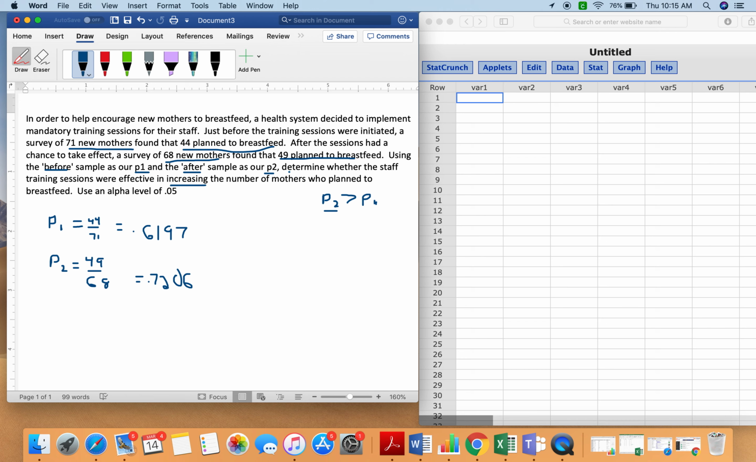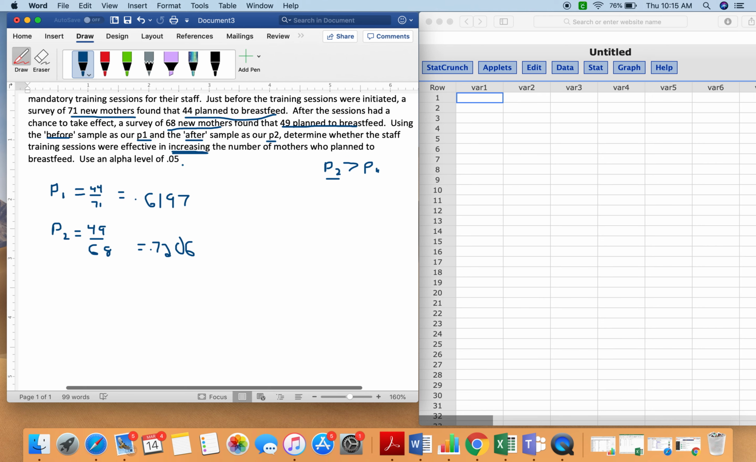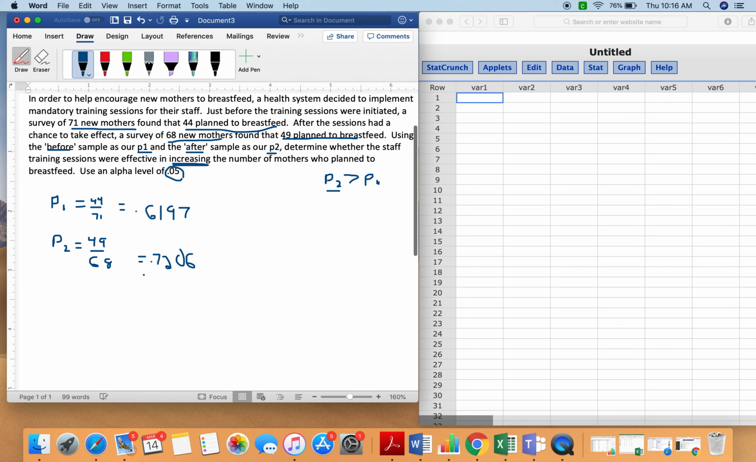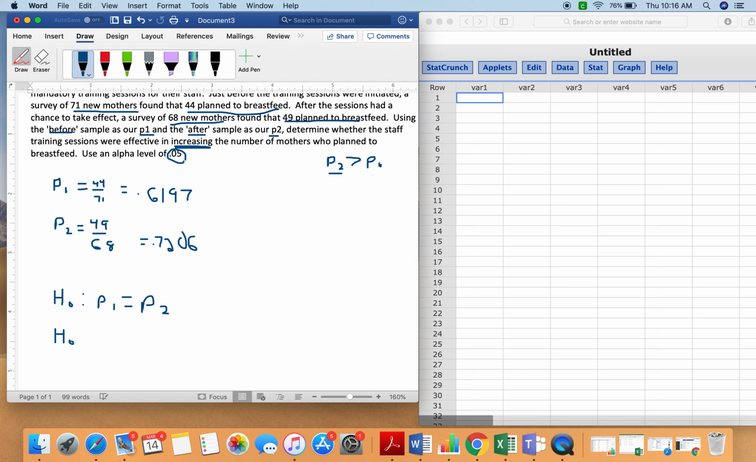Again, we're looking for whether the staff training sessions were effective in increasing the number of mothers who plan to breastfeed. We're going to say that it was higher afterwards, so we want to know if P2 is greater. We have a level of alpha, and we want to set up our hypothesis test. Our null is always equal, so our null is P1 equals P2. And our alternative, in this case, we say P2 is greater than P1, which is the same thing as P1 is less than P2.